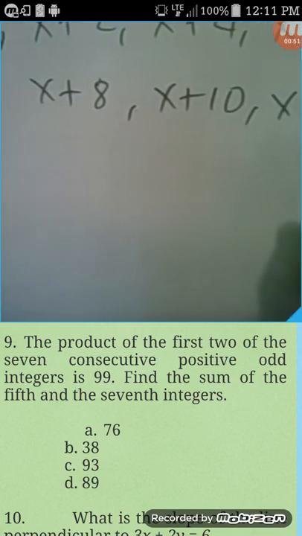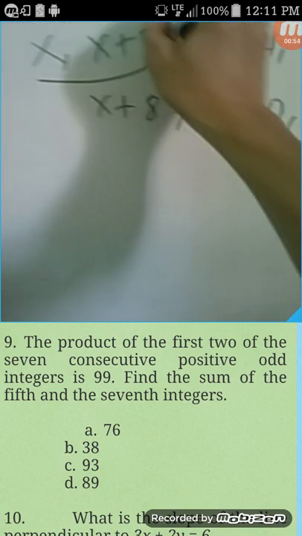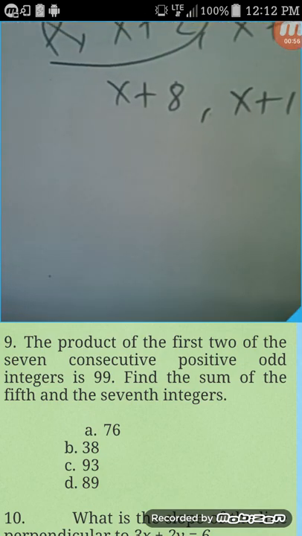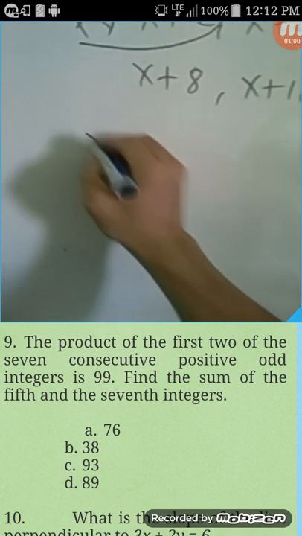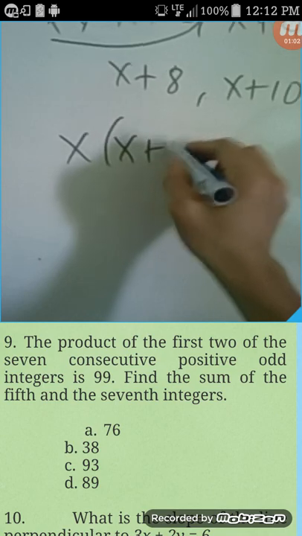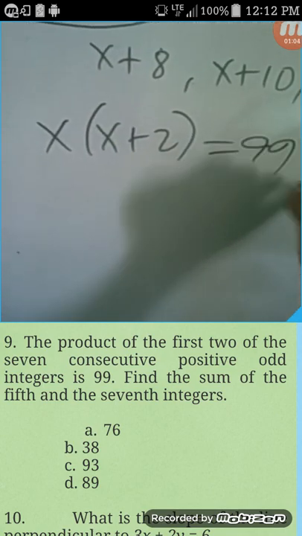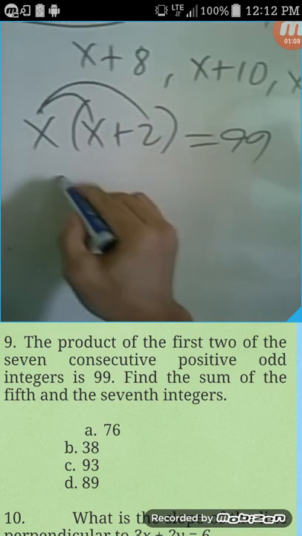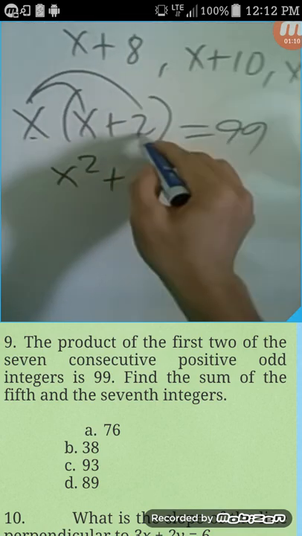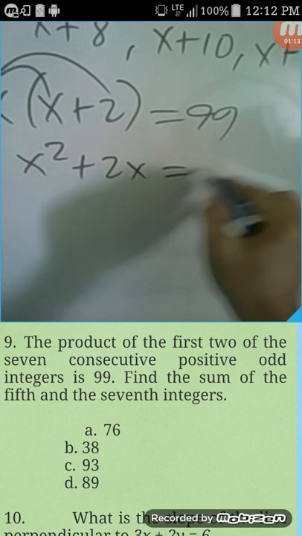It says that the product of the first two of the seven consecutive positive odd integers is 99. So the product means x times x plus 2 is equal to 99. We have here the distributive property: x and x, that would be x squared, plus x and 2, that's 2x, is equal to 99.